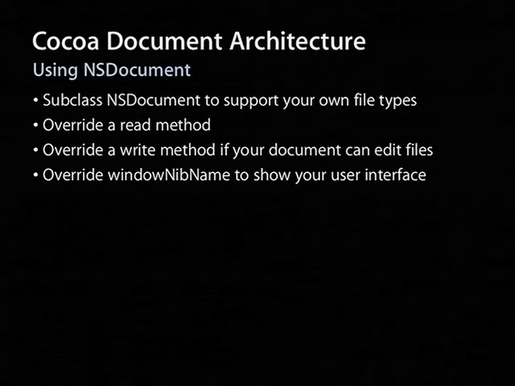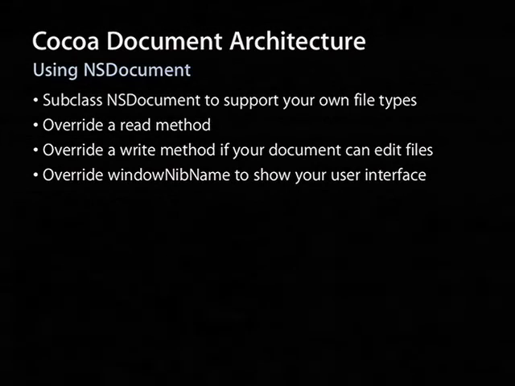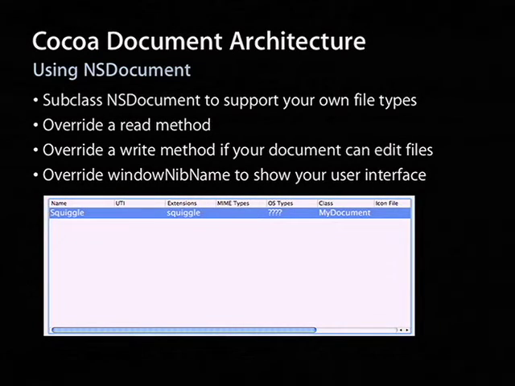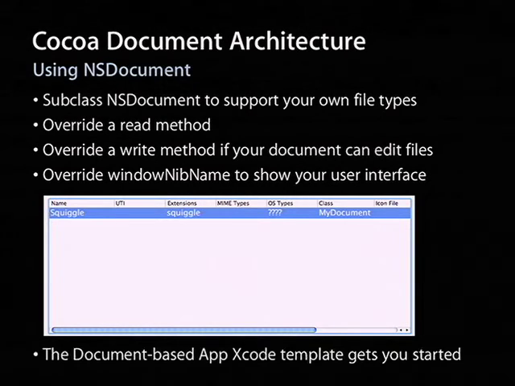So this is just the name of the nib, which NSDocument should instantiate to show the window type for that document. And you can set these up very easily in Xcode. This may look like a lot of work you have to do, but you can do most of it in this window right here. The document-based template in Xcode gets you started.